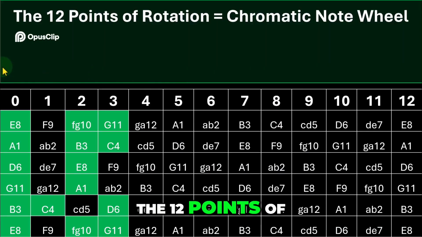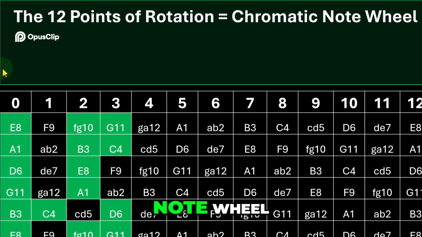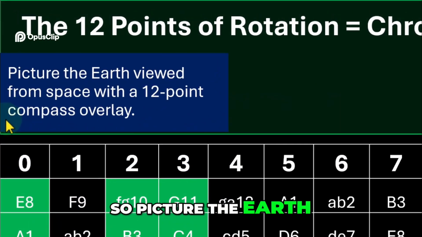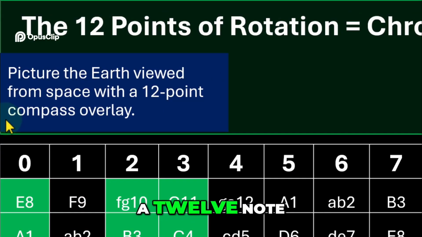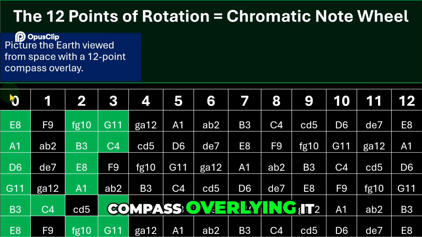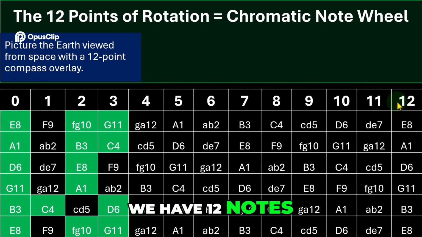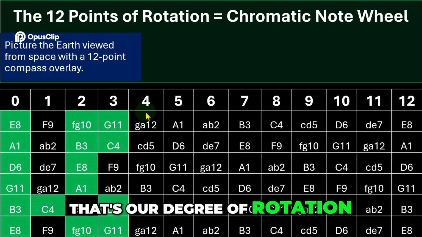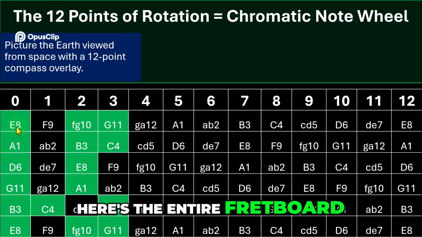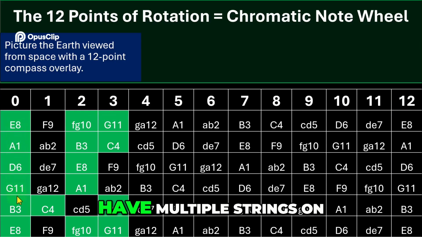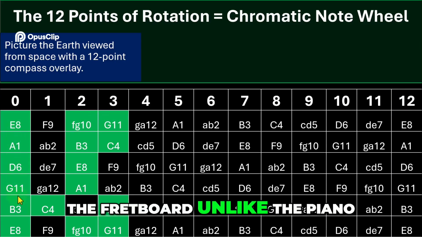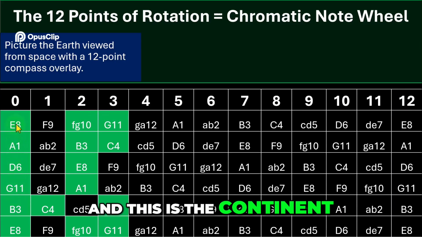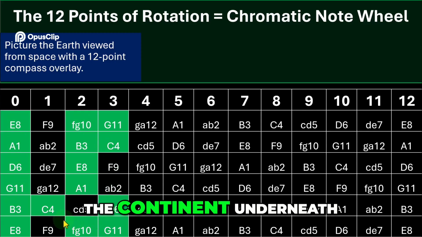The 12 points of rotation equal the chromatic note wheel. So picture the Earth viewed from space with a 12-note compass overlying it. So this is the 12 notes. We have 12 notes. That's our degree of rotation. Here's our fretboard mapped out because we have multiple strings on the fretboard, unlike the piano. And this is the continent. We're imagining this is the continent underneath.